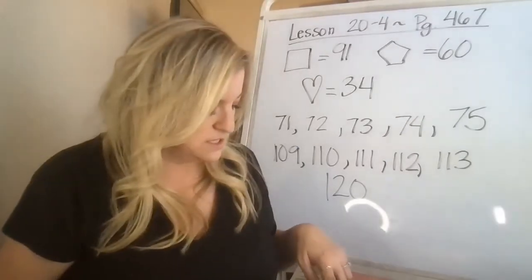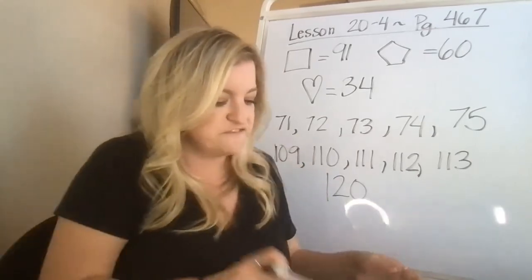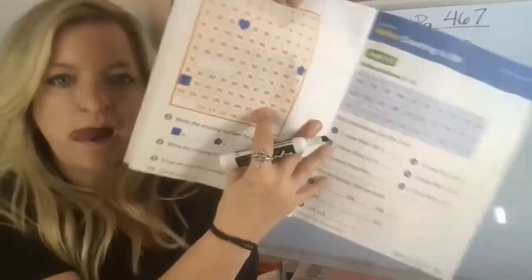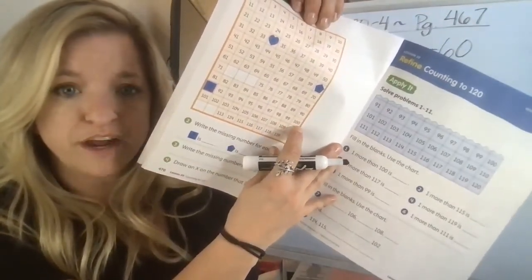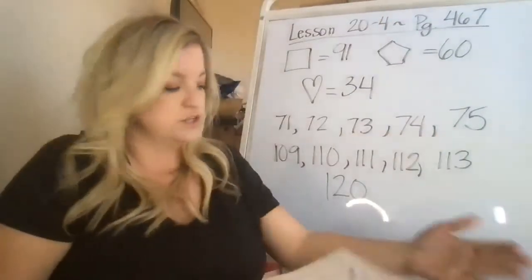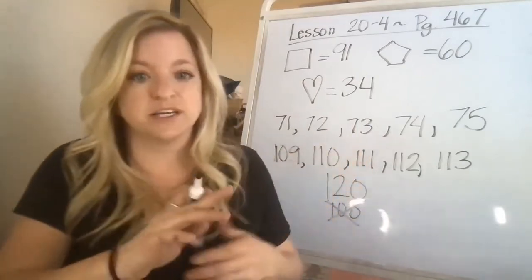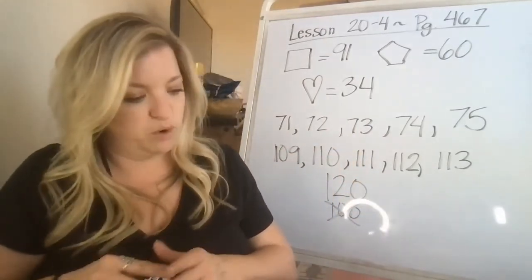Oh, and then the last one says draw an X on the number that is 1 more than 99. So we're going to find 99 right there. And we're going to find one that is 1 more. All you do is move 1 spot over there to 100. So you would find the number 100 and put an X through it, because it's asking you to put an X on the number that is 1 more than 99.